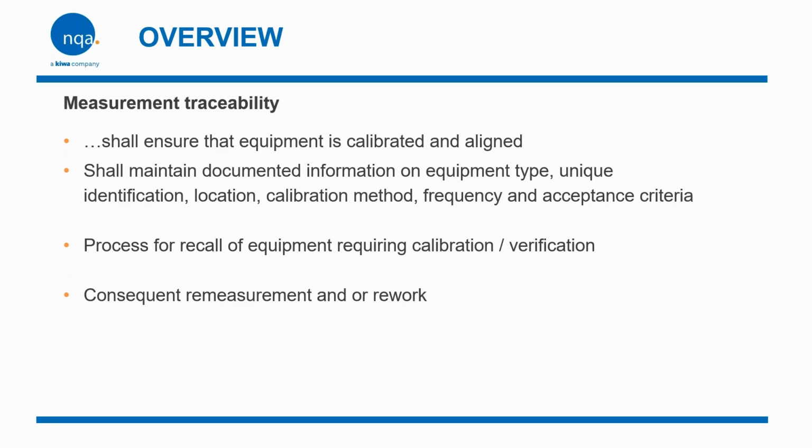It shall ensure that equipment is calibrated and aligned, and shall maintain documented information of equipment, its type, its unique identification, location, calibration method, frequency, and acceptance criteria. There also needs to be a process for recall of equipment requiring calibration and verification. And then anything that's out of calibration, you have to assess the risk. Will it have an impact if something goes wrong? Do we need to look at rework because of it?